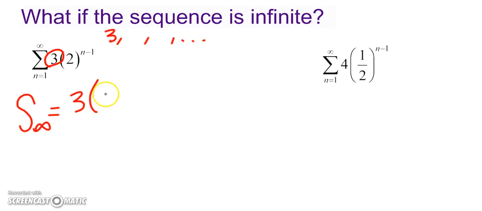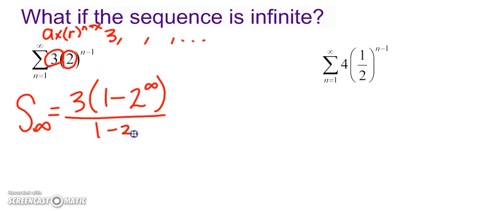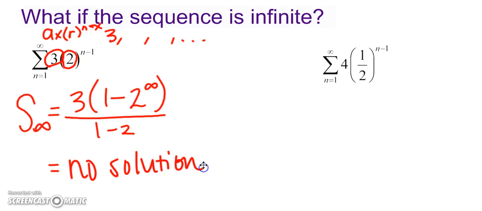So I'm going to have 3 times 1 minus. This is going to be my r value, because we're looking at something that's written in this form. Hopefully you see that. Yes? So my r value is going to be 2, and I'm going to raise that to the infinity power, because I'm looking for summing up an infinite number, over 1 minus 2. Well, 2 to the infinity power is going to be some massively large number, in which case there is no solution. There's no finite sum that can come out of summing an infinite amount of numbers in this sequence.